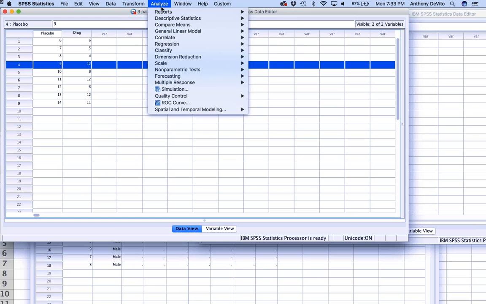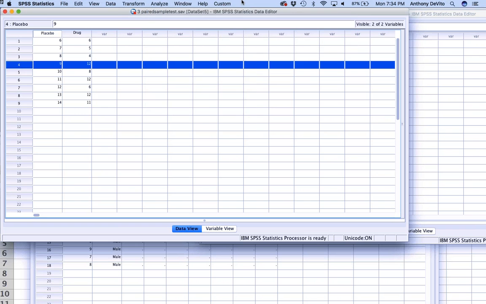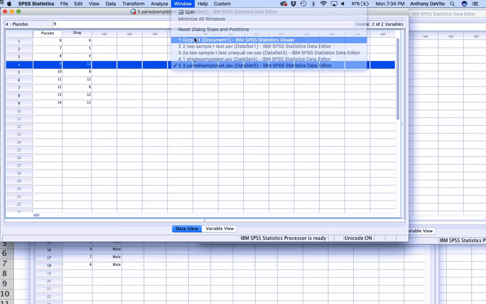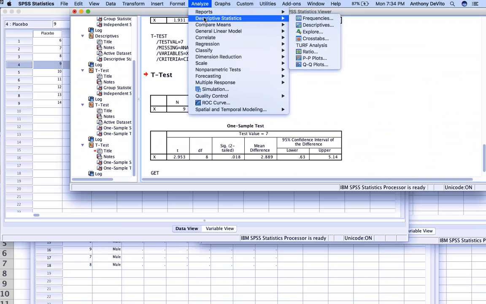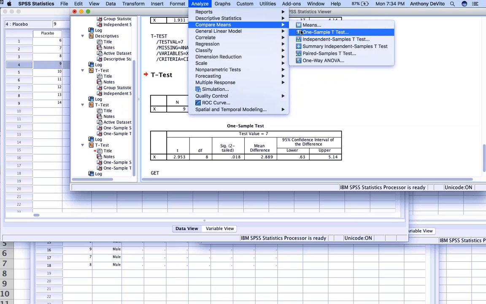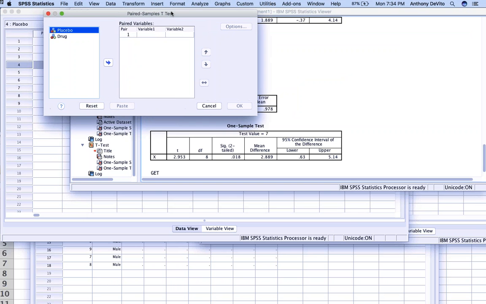So I'm going to say analyze. It's still going to lock me out, so I'll go back and open the output window again. Analyze, compare means, paired sample t-test. In this case, it's going to wait for me to put 2 variables in there. Notice there are 2 boxes here. I'm going to put the placebo in there, and it's going to wait for another one, because it can't do a paired sample t-test unless it has a second variable. So I'll put that in there, and now I can say okay and go ahead with the analysis.